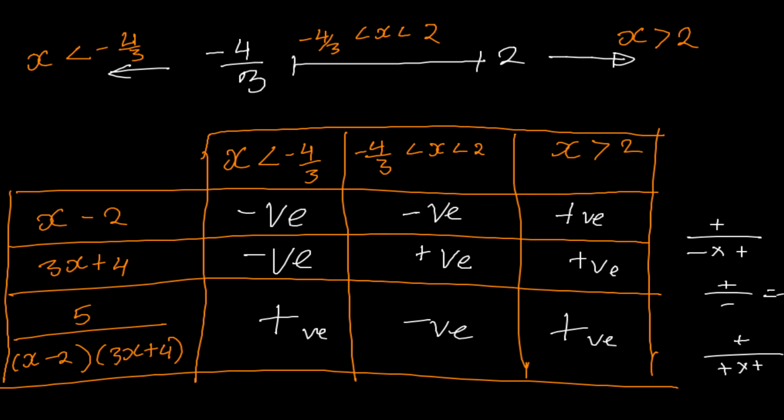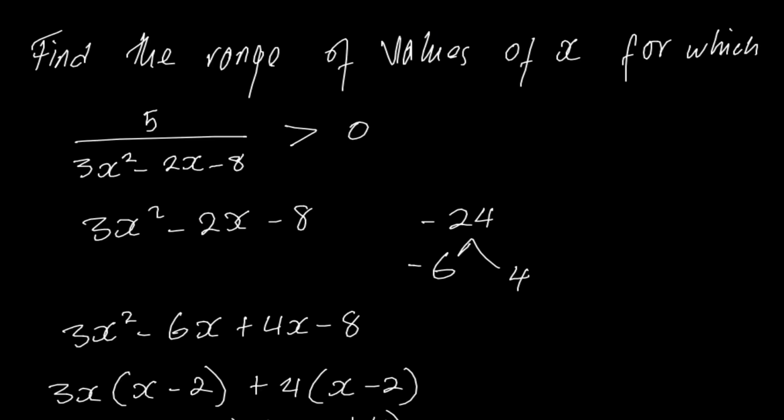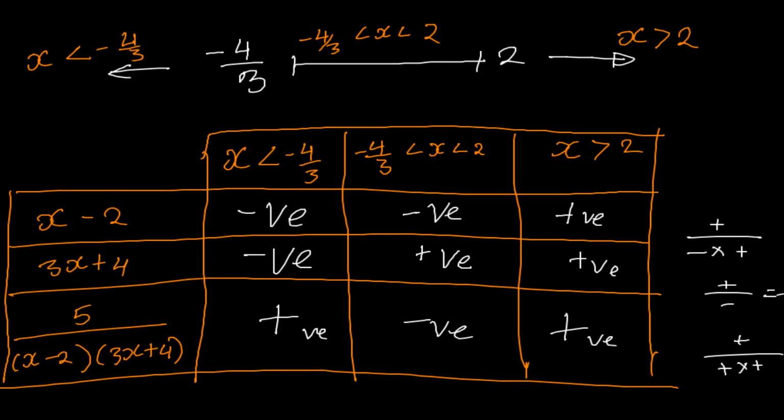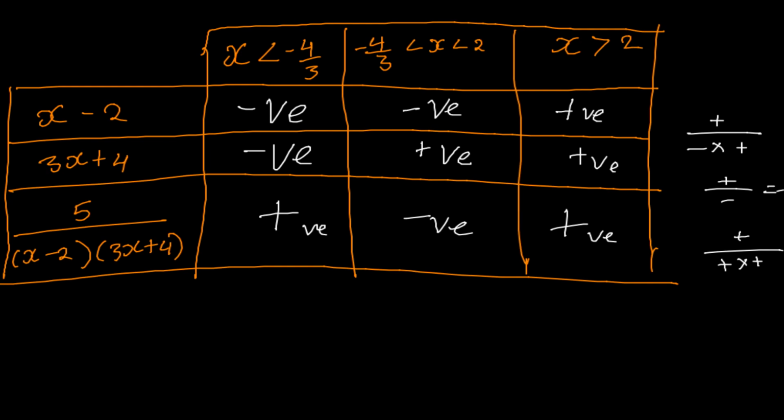So going back to the question, we are interested in values greater than 0. And all values greater than 0 are positive. So we go to our table and look for the final outcome, which gives us positive. This part gives us positive and this part gives us positive. So those are the answers to our inequality.